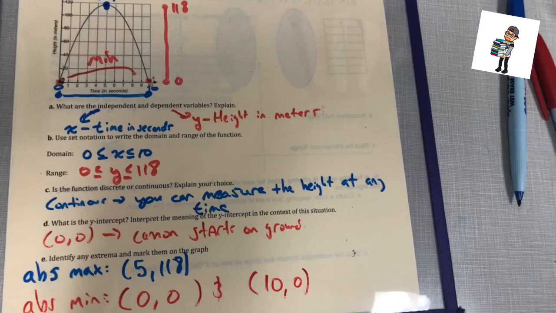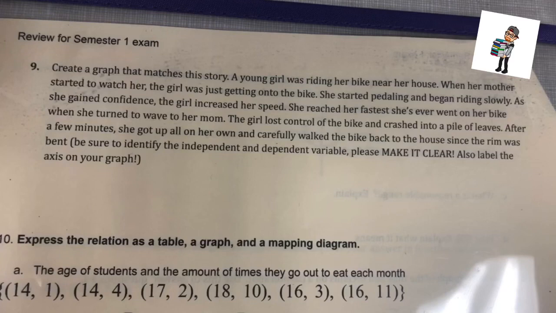So we continue down, and this is a continuous function because you can measure the height at any time. There are no gaps or breaks. The y-intercept is (0, 0), and the absolute max is in blue. If this goes too fast, just go back and pause it.